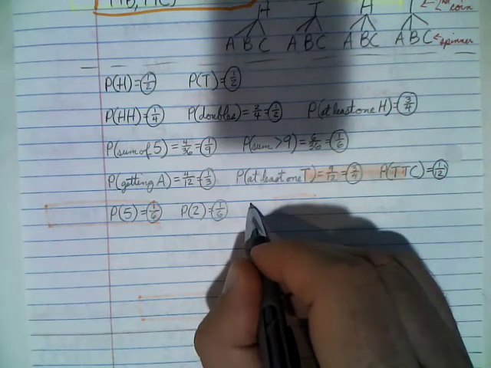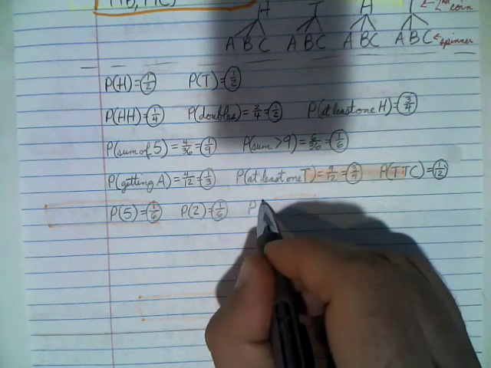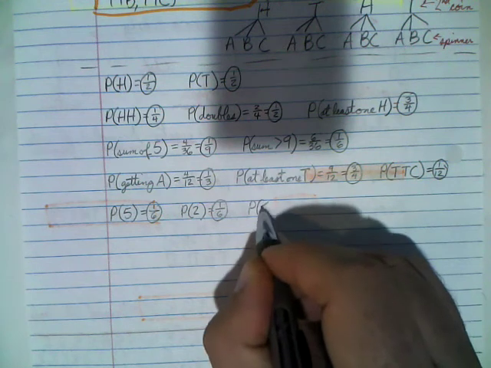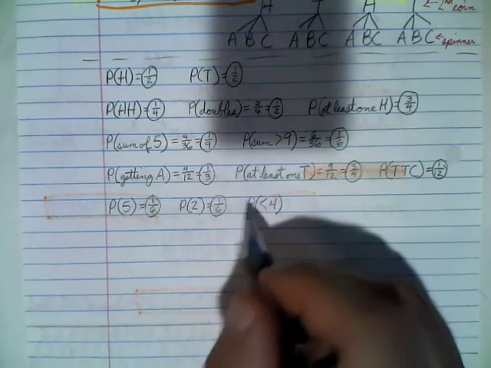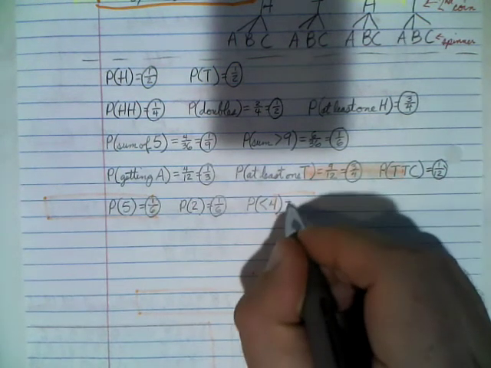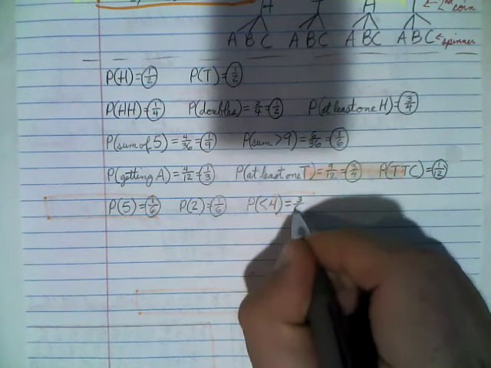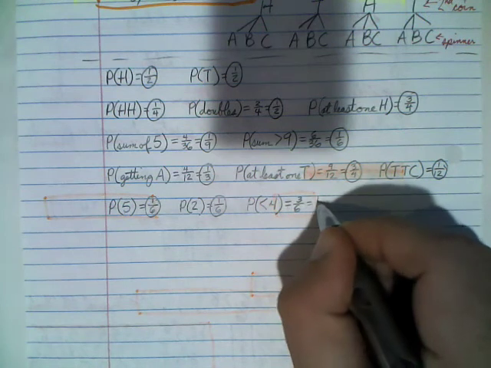If I asked you instead, what is the probability of rolling something less than 4? So 1, 2, and 3 are less than 4, so that's 3 out of the 6 possibilities, or 1/2.